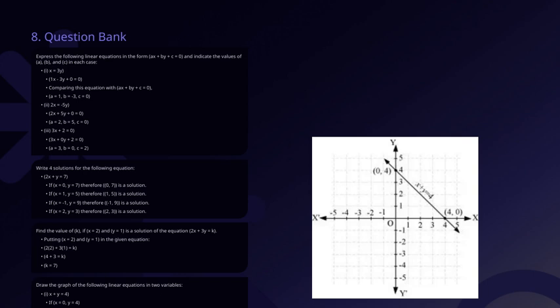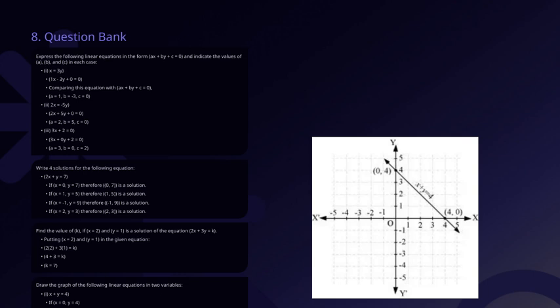Next, let's look at solutions of the equation 2x plus y equals 7. We can plug in different values for x and y to find solutions. For example, when x is 0, y must be 7. When x is 1, y is 5. When x is minus 1, y is 9. And when x is 2, y is 3. These are all valid solutions because they satisfy the equation.